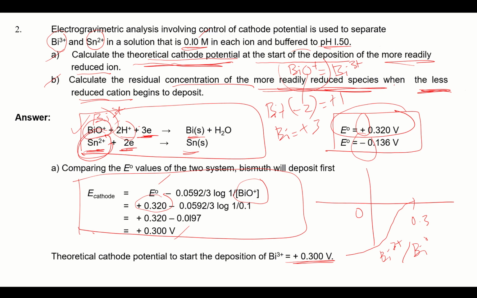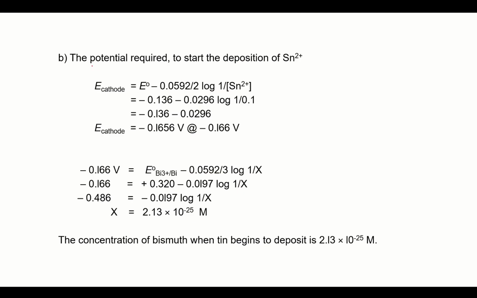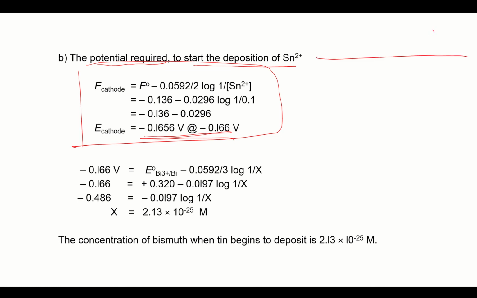So how do you solve it? You must calculate the potential required to start deposition. Use the Nernst equation. You check this first. What is the potential at which stannum starts to reduce? Just now we have determined bismuth at 0.3 volt. Bismuth 3+ will reduce to bismuth 0. Next is stannum. So at what potential will stannum 2+ start to reduce?